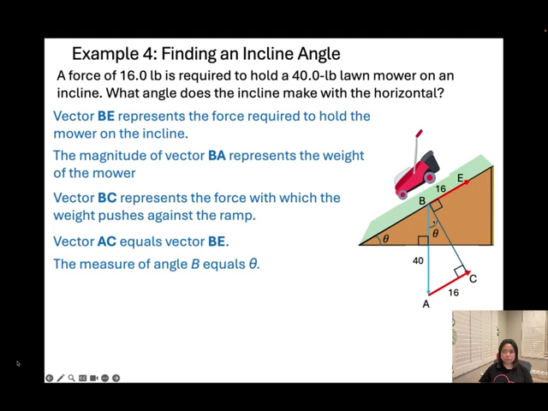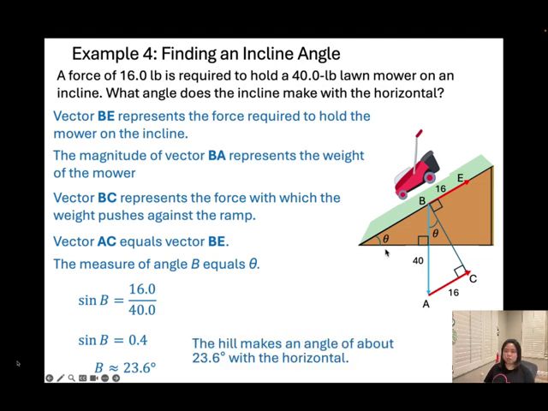Now we're going to do sine theta equal to opposite over hypotenuse. Use a calculator. You're going to get B equal to 23.6 degrees. Angle B will be the same angle as theta here. So to answer the question, the incline makes an angle of about 23.6 degrees with the horizontal.